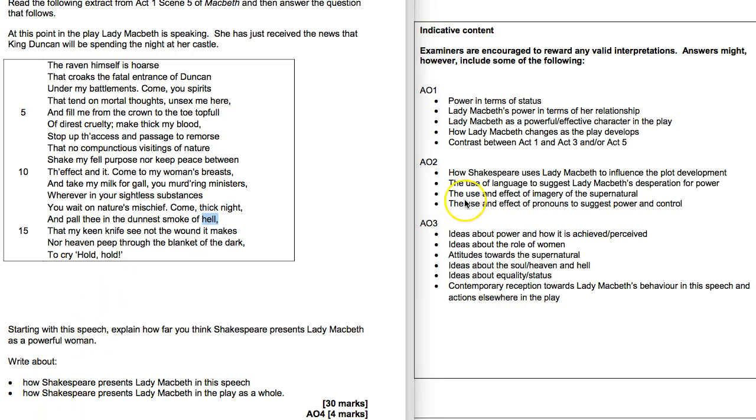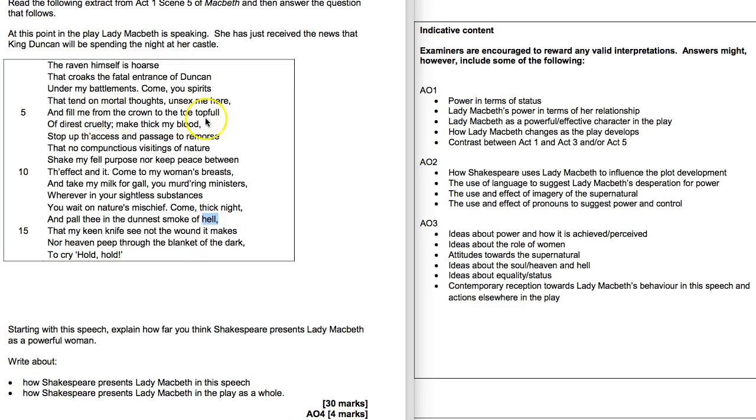And in that one that I've just given you, I've already talked about the imagery of the supernatural. I'd link that to the witches' desperation for power and how that's mimicked in Lady Macbeth. And the use of the effect of pronouns to suggest power and control. So my, me, we could look at that as complete self-obsession. She's not really interested in Macbeth becoming king. She's only interested in Macbeth becoming king because that makes her more powerful as queen.